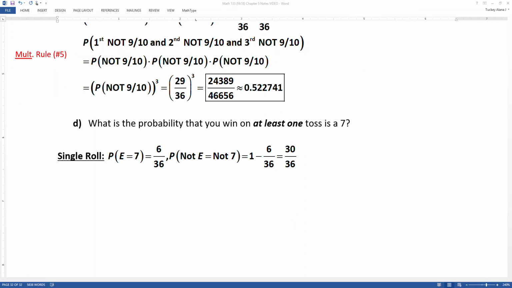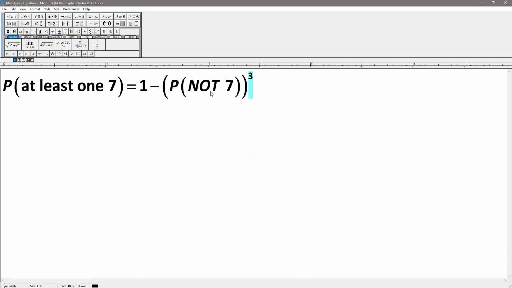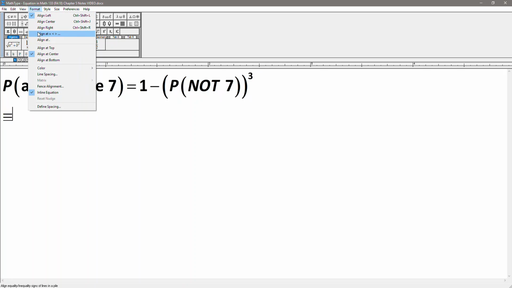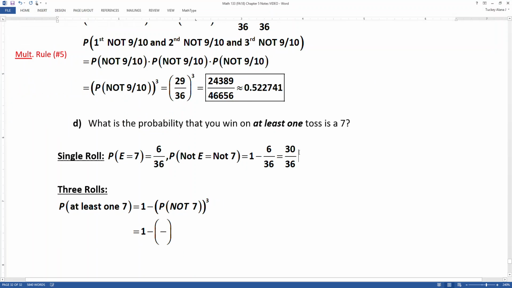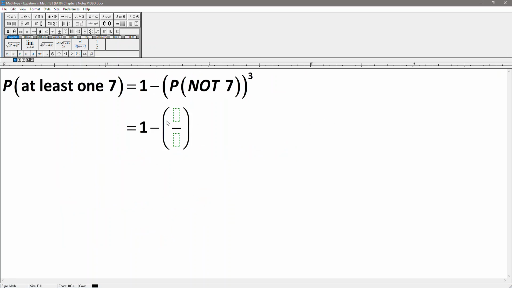So if I want the probability of at least 1 7, I want to take the probability of not getting 7 and raise it to my n power and then subtract from 1. It's still the third power, of course, because it's still 3 tosses of the dice. So I'm going to take the probability of not 7 and raise it to the third power. But we already know the probability of not 7 because we've already found it. It's 1 minus, and then not 7 was 30 over 36. So I'm going to take 30 over 36 and raise it to the third power.